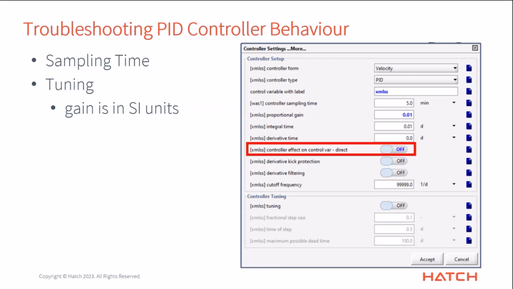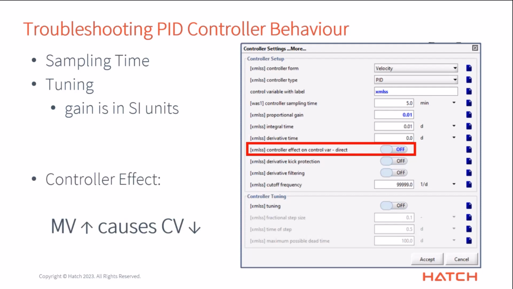Now, this is the other important parameter to be able to deal with, and it is a difficult parameter to describe on a very short menu here. Basically, it's asking what is the controller effect on the control variable? When I change the manipulated value, what happens to the control? Do they act in the same direction or do they act in opposite directions? For our mixed liquor controller example today, if I change the manipulated variable, that's the wastage. If I increase the wastage, then it causes the control variable, the mixed liquor, to go down. So that means these act in opposite directions, which means this should be off.